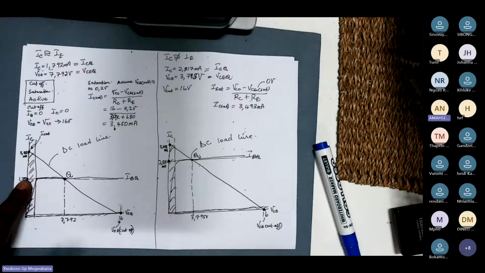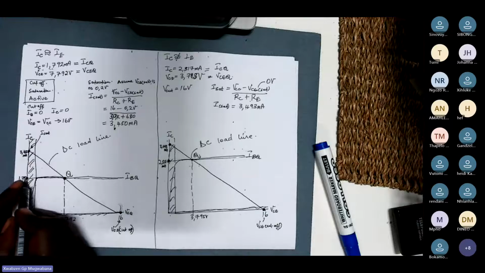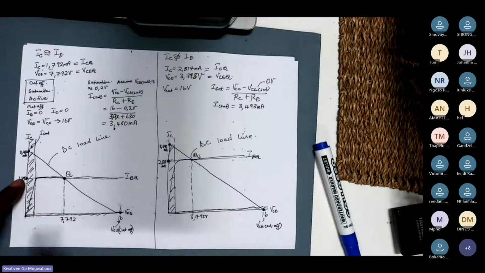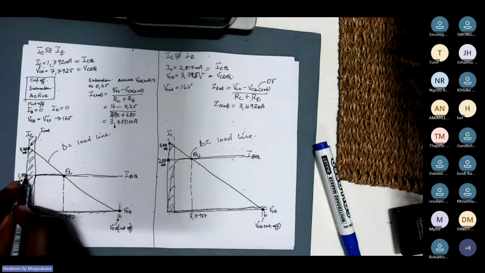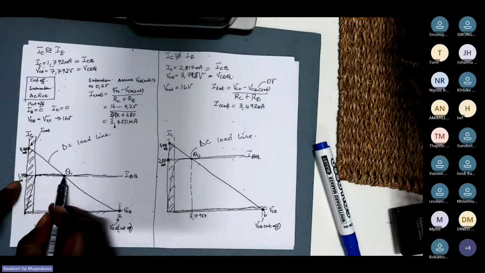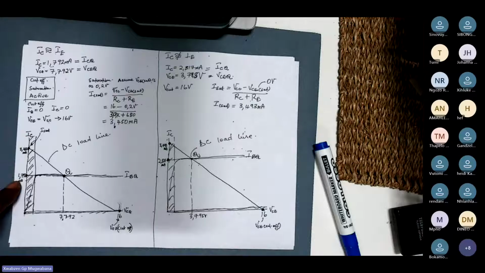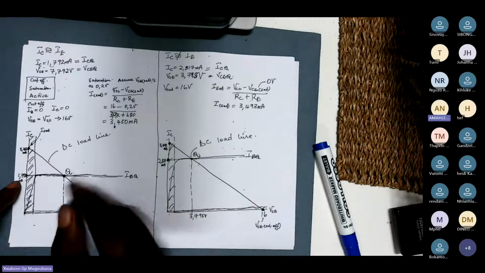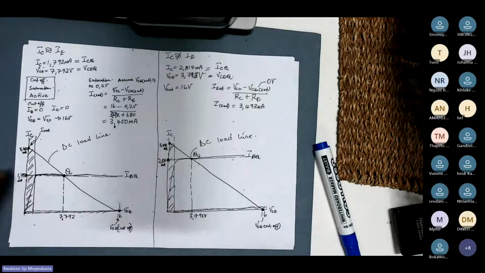Yes, sir. Now, if I extend this line parallel to my VCE, which means I draw it in this manner from here, if I trace this line going there, you will see that at some point it's going to cut your load line. Yes, sir, I've noticed that. At that point where it cuts the load line, that is your Q point.